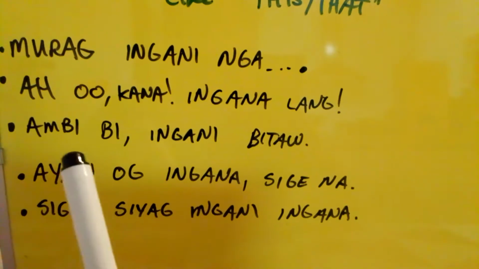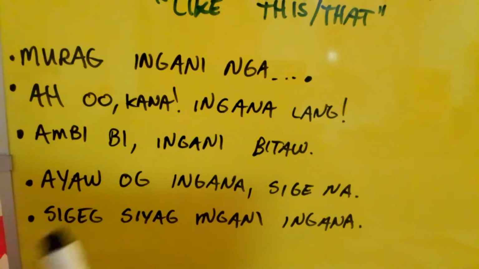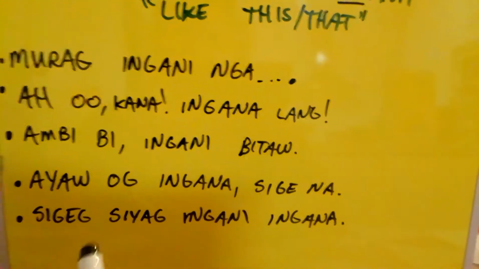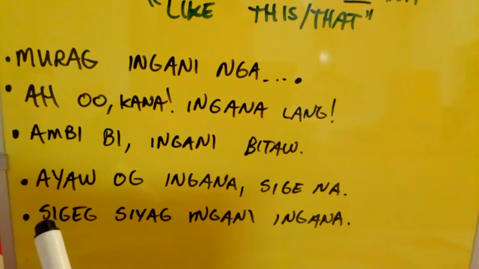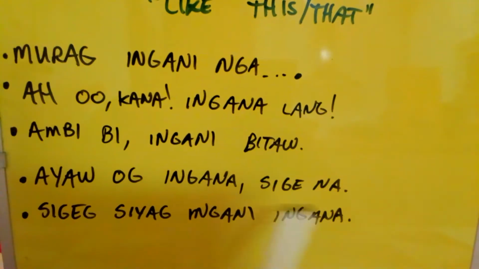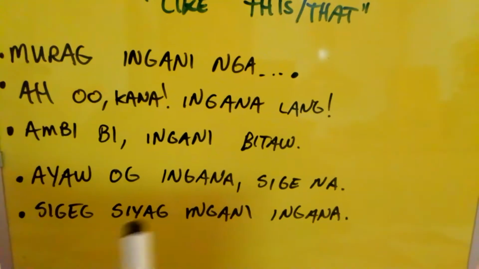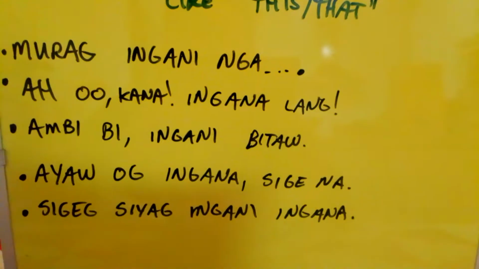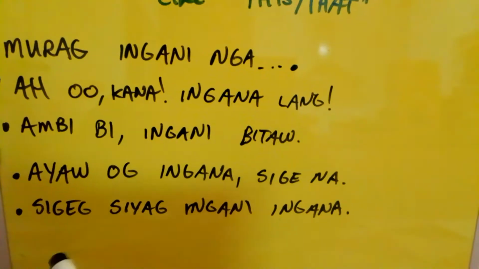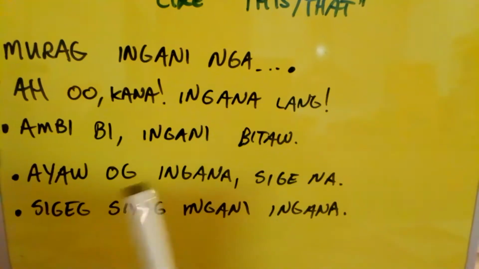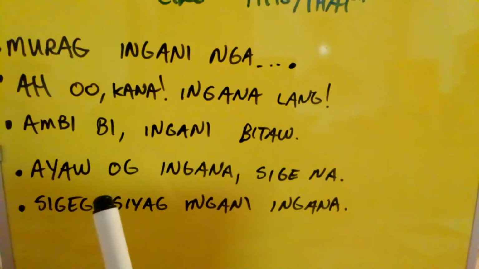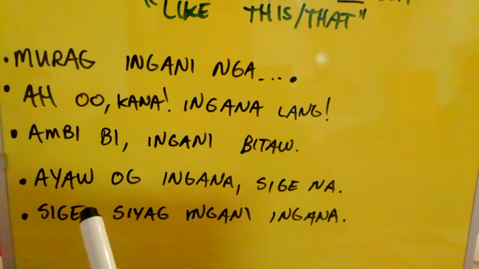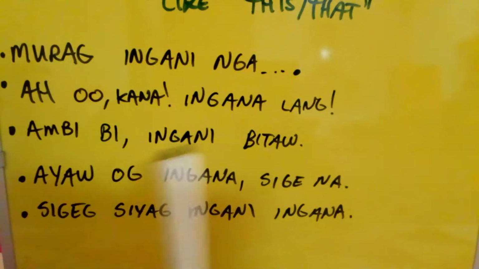The next one we have is ang bibi, ingani bitaw. Hand it to me. It's like this, duh, right? Hand it to me. It's like this. And then the next one is ayoging ana, sige na. Don't be like that. Come on. That's a pretty easy one to translate. I guess that's very common, that you can use. Don't be like that. Don't be like this.